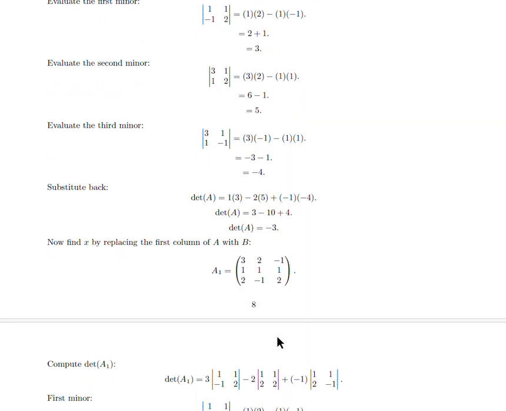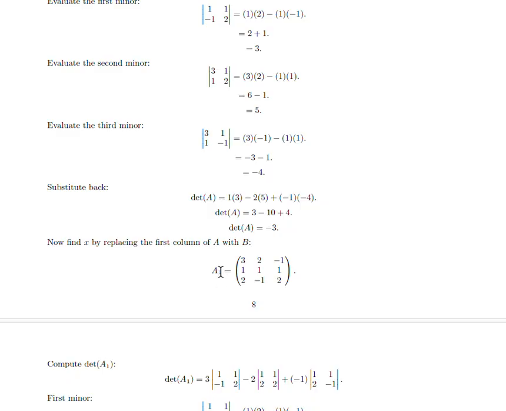Then we find x by replacing the first column of A with B. Right? So x is our first unknown, first variable. Y is the second variable. Z is the third variable. X will work hand in hand with the matrix A1. How do we get matrix A1?